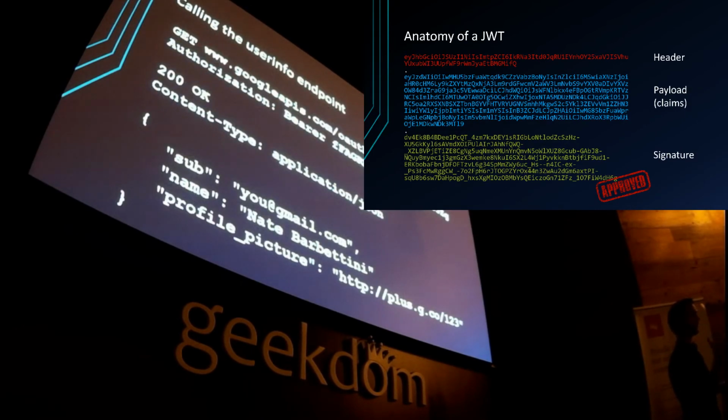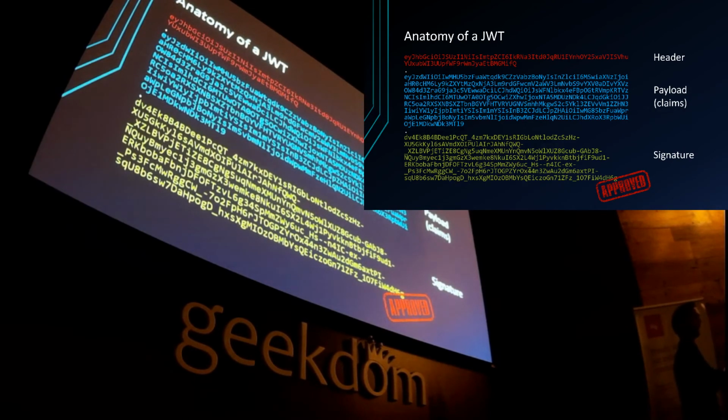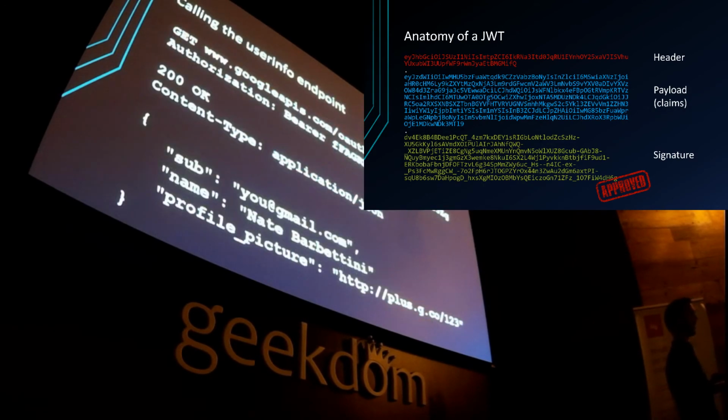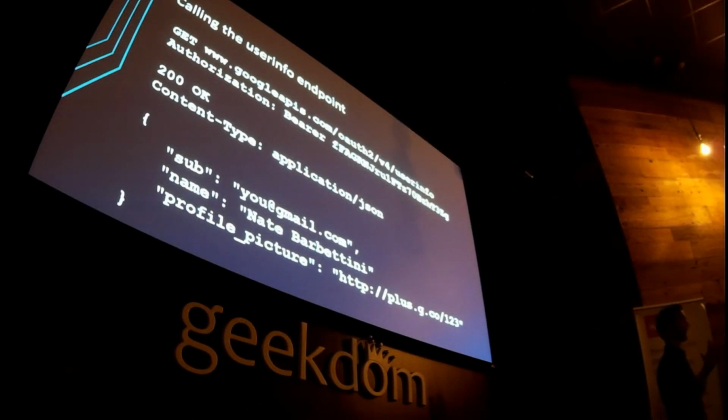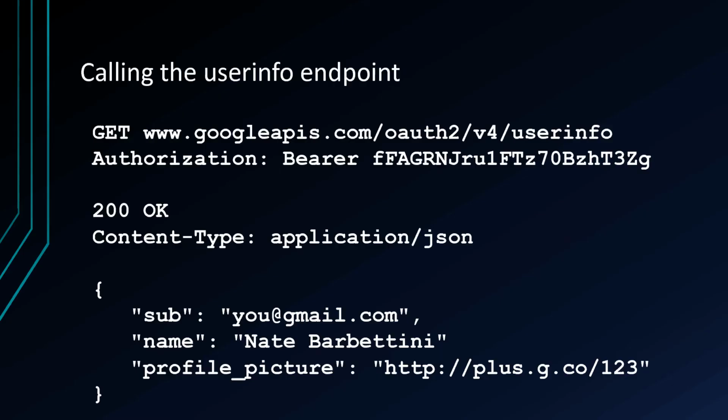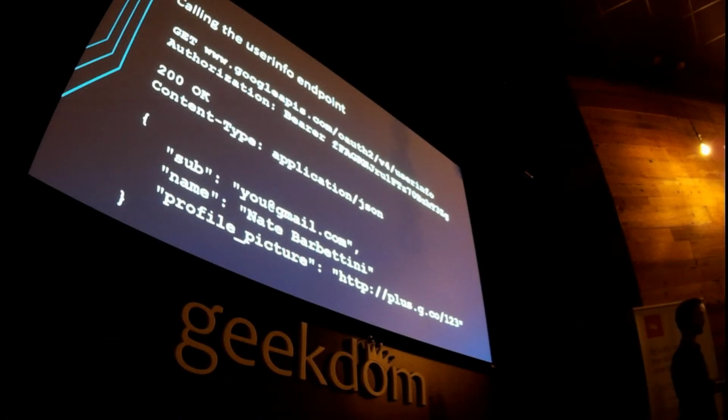So the client can independently verify that this is valid. And then, as I mentioned before, if the client wants more information about the user beyond what's in the ID token, they can go talk to the user info endpoint with the access token they got, and that usually dumps out even more information about the user.